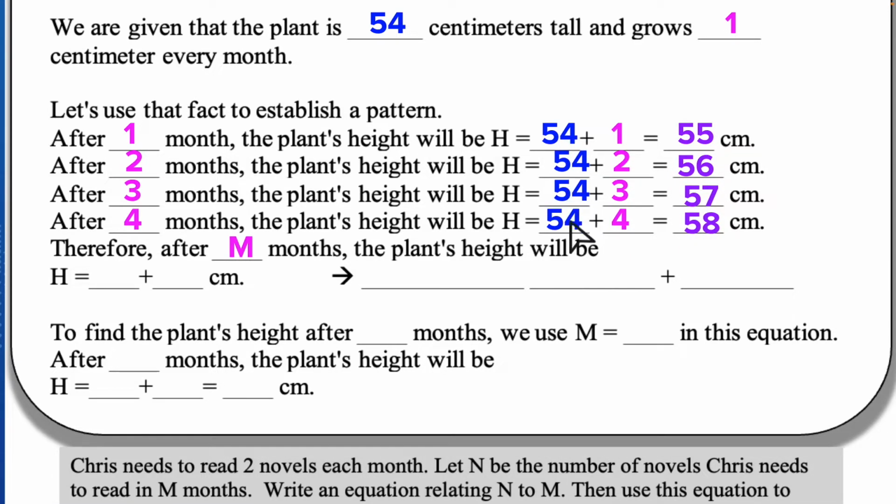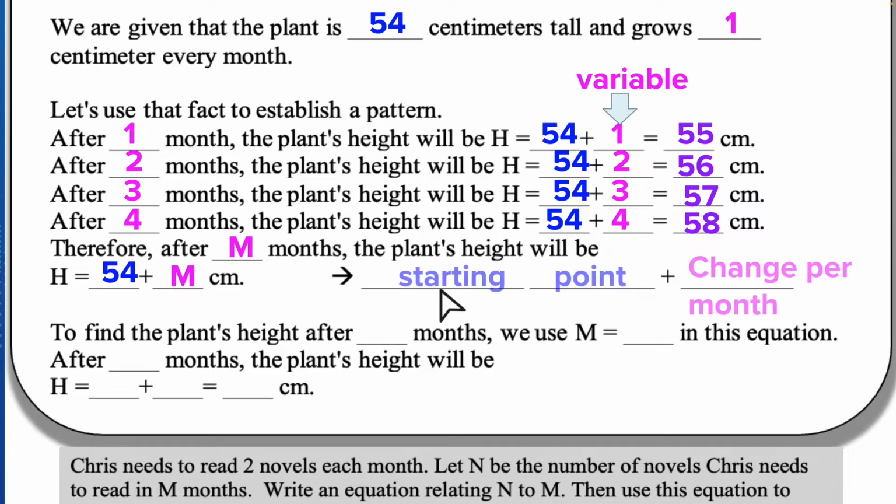So therefore, after m months, I don't know if it's 1, 2, 3, or 4, I'm just going with m, the plant's height will be 54 plus m, because I can see that here. Here's my variable. The 54 stays exactly the same each time. The output is different each time because the number of the month I'm putting in is different. So this is my variable. Remember, this is the starting point plus the change per month. And if the change per month were more, if it weren't 1, then this would not just be 1, 2, 3, 4, because we'd actually have to multiply these.